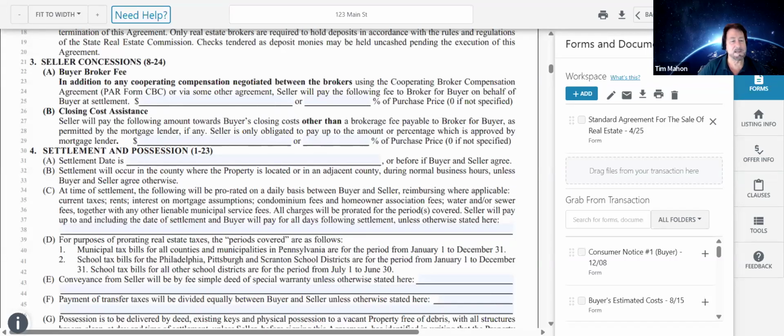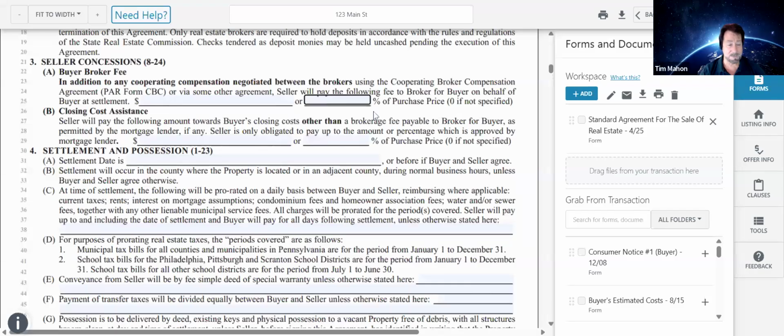So if I'm not sure, then I fill it in here. So in addition to any cooperating compensation negotiated between the broker using the cooperating broker compensation agreement, that's the CBC from PAR, or via some other agreement, which might be a conversation or an email, seller will pay the following fee to broker for buyer on behalf of buyer at settlement. And I generally wouldn't use a flat fee amount. There are cases where you might do that, but that's where I would put it in here.